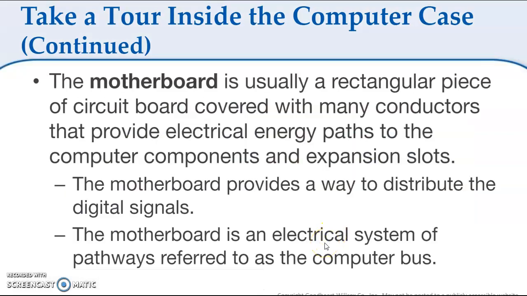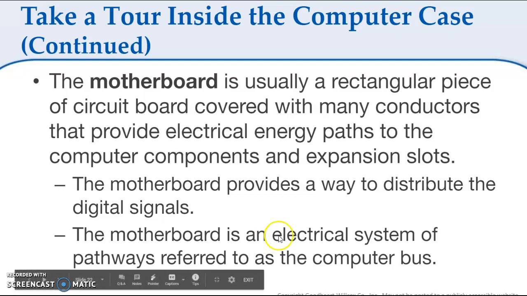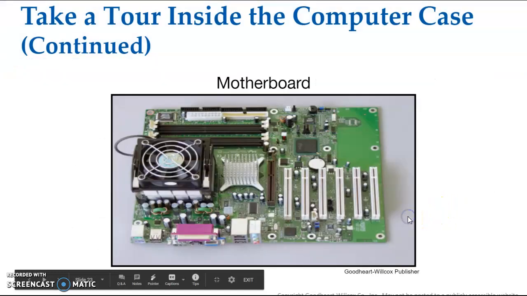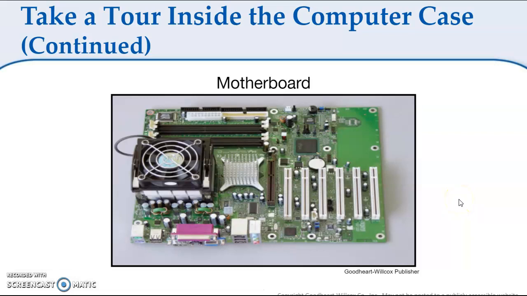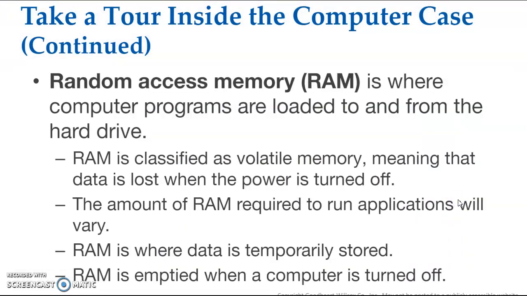The motherboard is usually the rectangular piece. It's the circuit board covered by many conductors. It allows different components of the computer to be plugged into it for processing. It provides a way to distribute digital signals as well as electrical system pathways referred to as the computer bus. Here's an example of what the motherboard might look like. They all are different, with different ports and components.